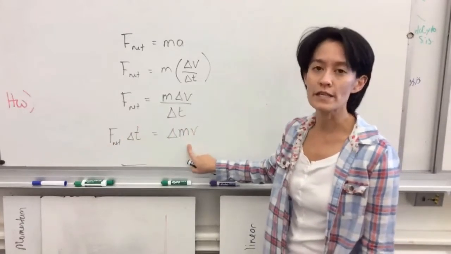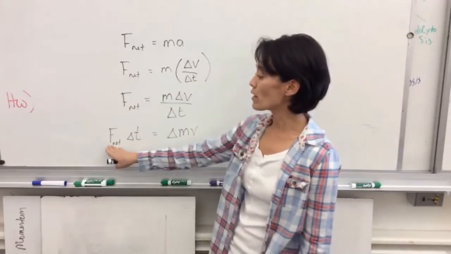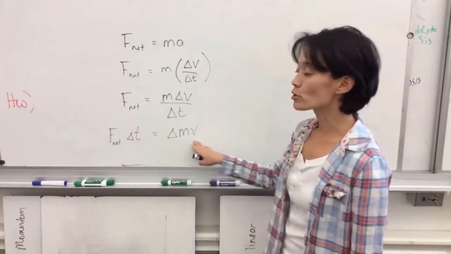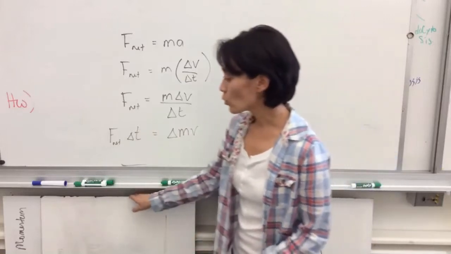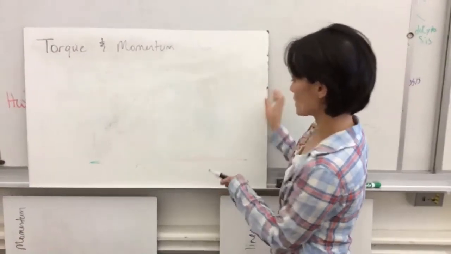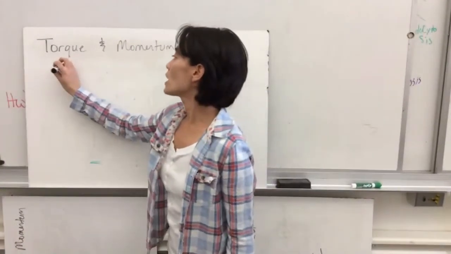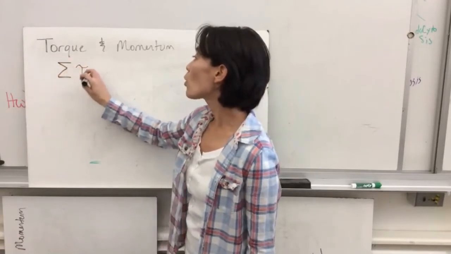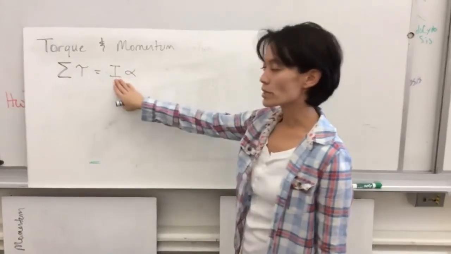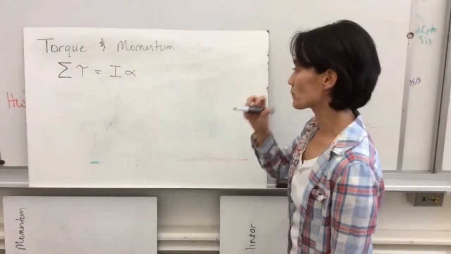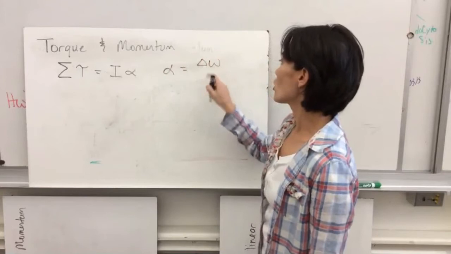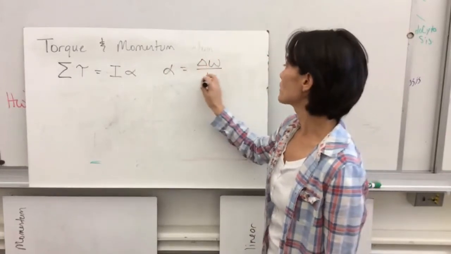And this is where we got the idea of impulse from, where impulse was either my net force times the time over which that force was acting, or impulse was equal to a change in momentum. The same can be said with torque and angular momentum. So if I go through the same idea, remember when we looked at Newton's second law revisited, we said the net torque acting on an object would equal I times alpha, the rotational mass times the angular acceleration. So again, I can rewrite this because I know that alpha is just a change in angular velocity over time.